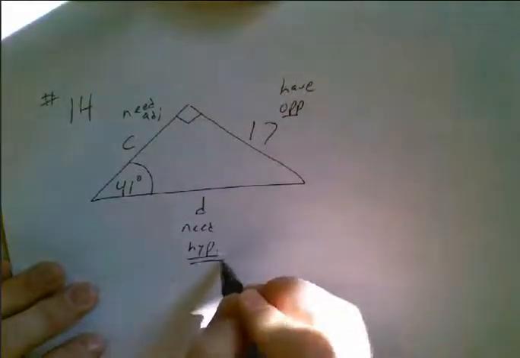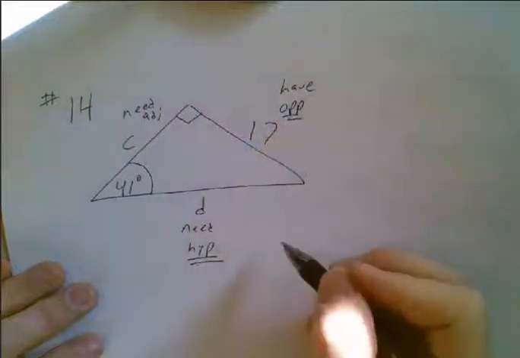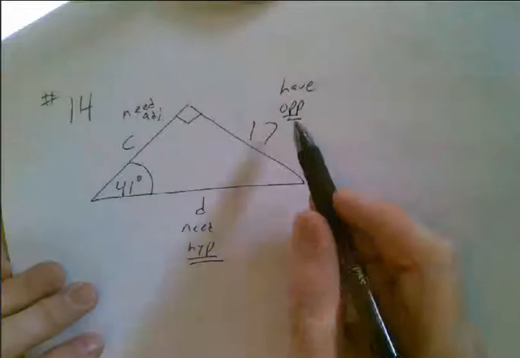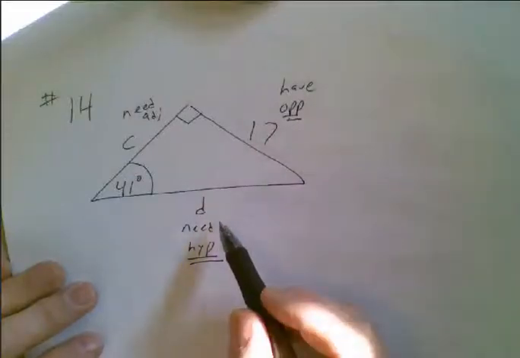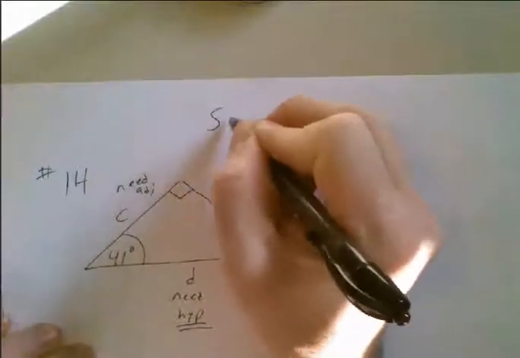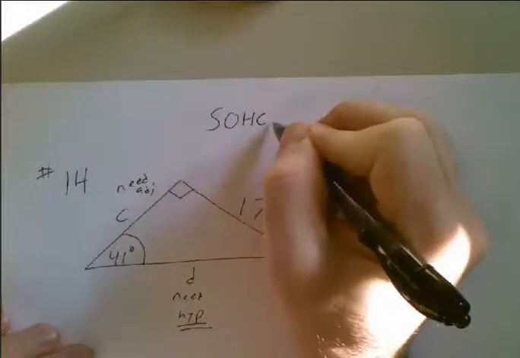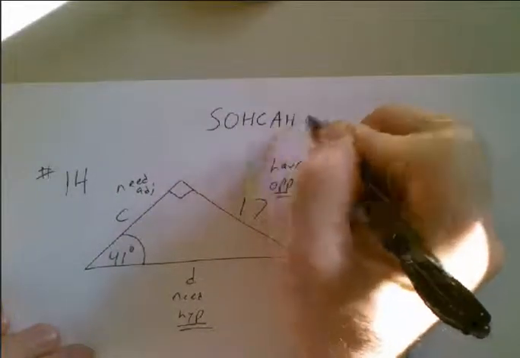You need the hypotenuse and you have the opposite. Which trig ratio uses opposite with hypotenuse? Okay, if you don't remember, try to remember chief SOHCAHTOA. If you don't know what I'm talking about, watch the other video first.